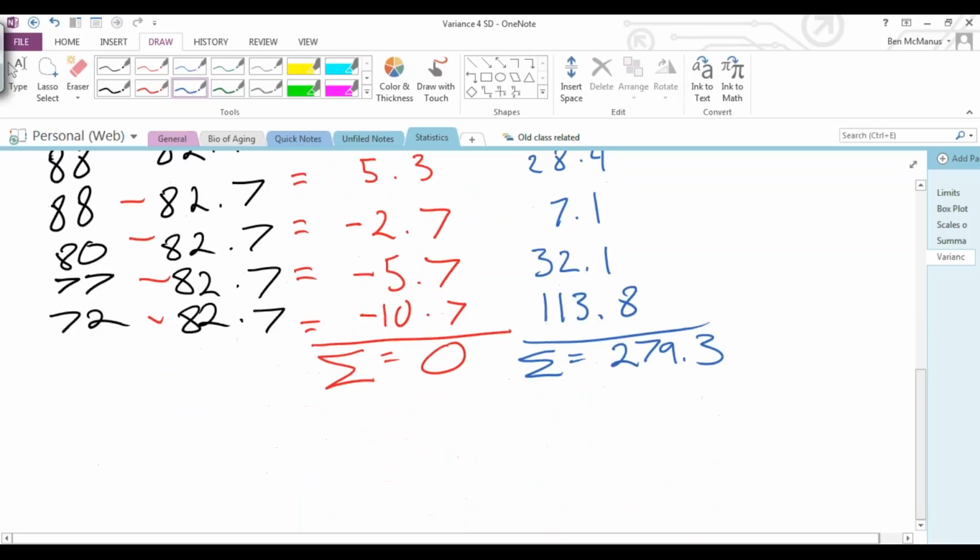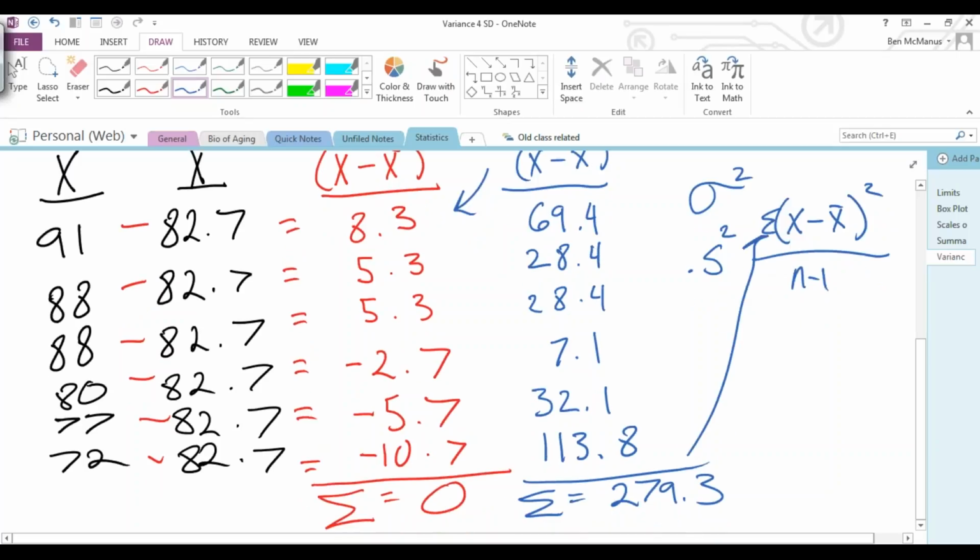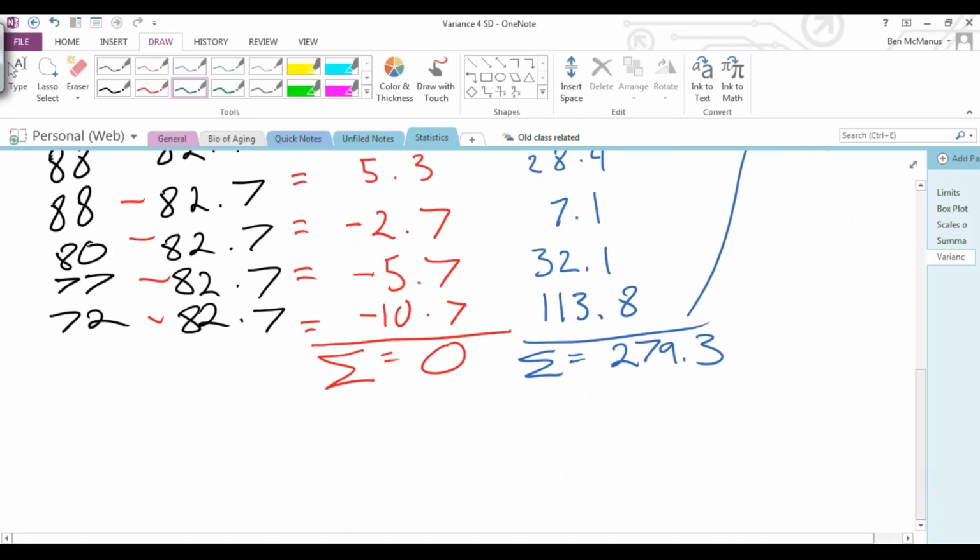So without going back to the formula, let's rewrite it here. Variance, again, population here, or sample here, is going to be the sum of squares divided by n minus 1. So here we have the top part: 279.3 divided by n minus 1 gives us the variance.